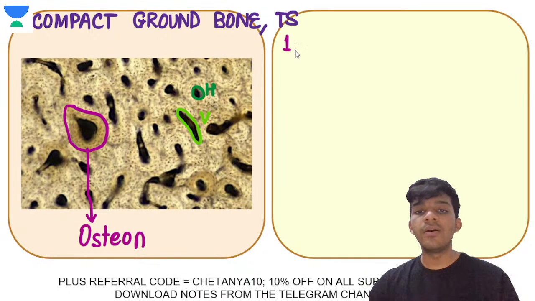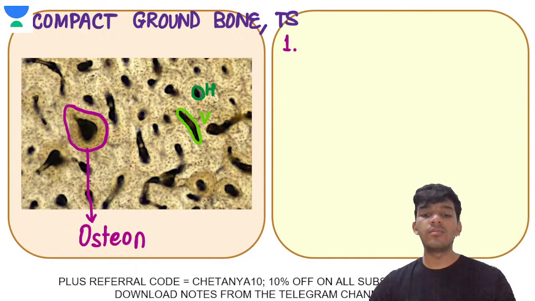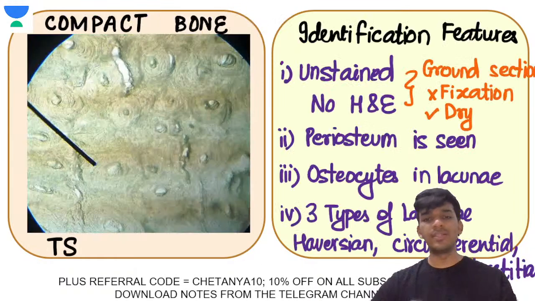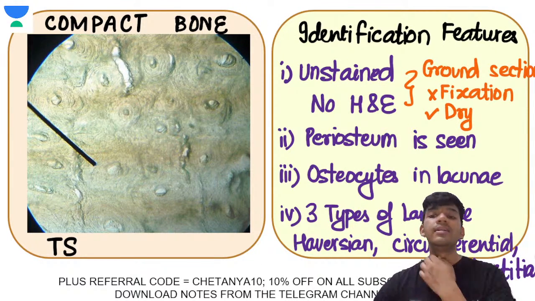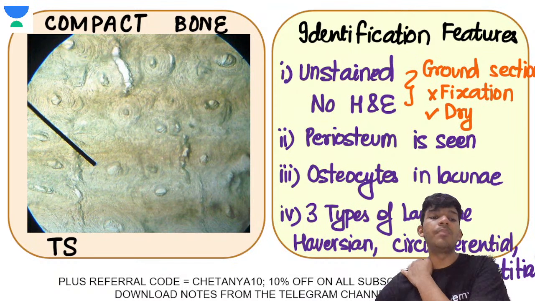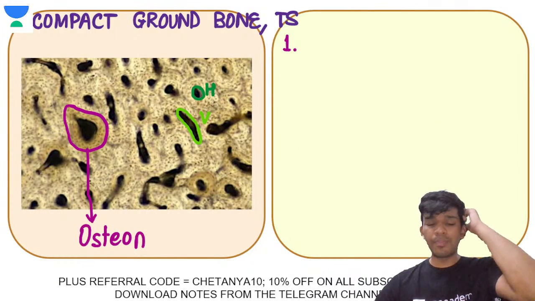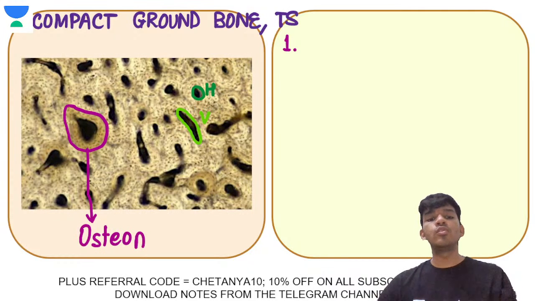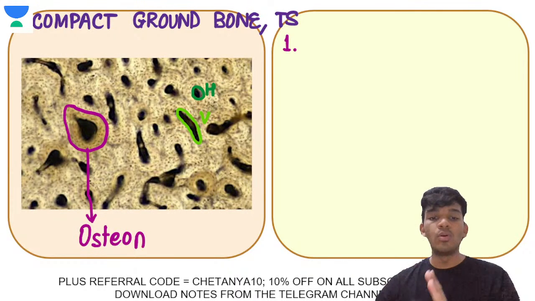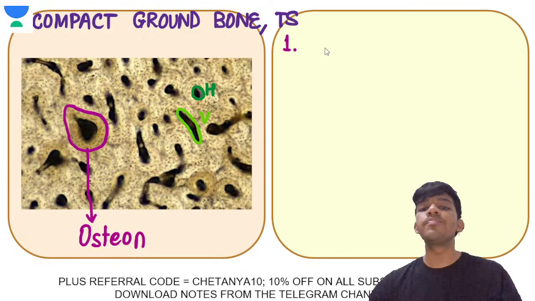This is important. Okay, so what are you seeing? First of all, the features that I told you here: it is unstained, and it is a ground slide. Then you can appreciate osteocytes, lacuna, and lamellae. Okay, so let's talk a little bit more practically. First of all, you will be able to see mature compact bone, and there are cylindrical units called osteons.